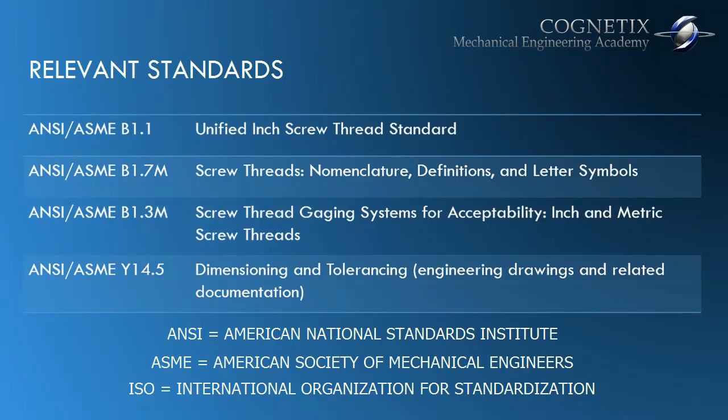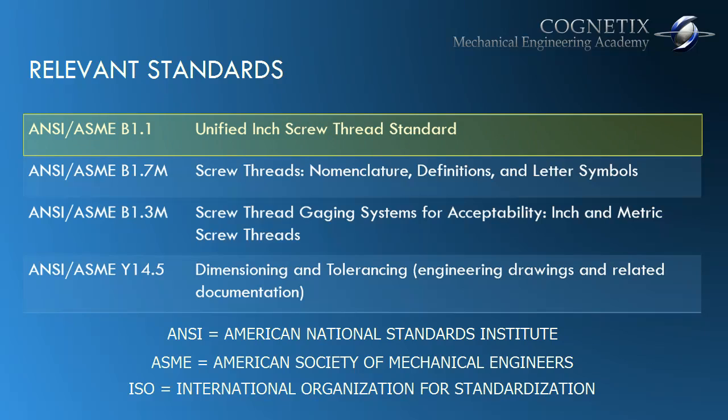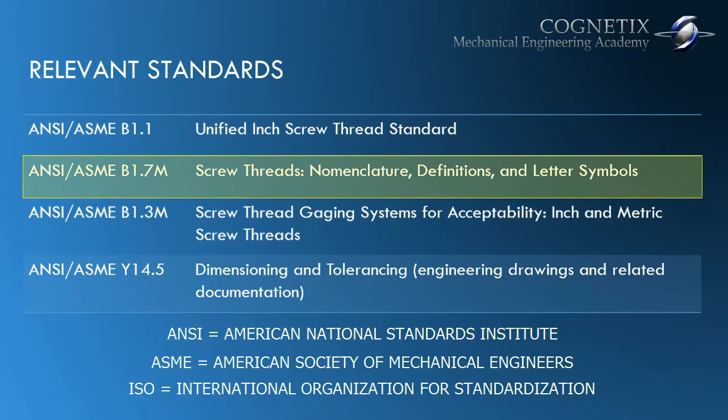So there are 4 standards on this table. The first one, ANSI ASME B1.1, of course, talks about the Unified Inch Screw Thread Standard. The next one, B1.7M, has to do with definitions, letters, and symbols associated with the threading standard.